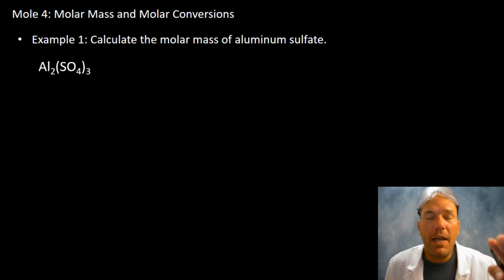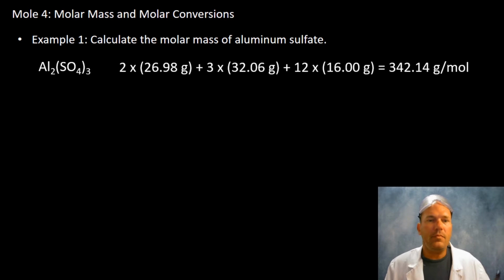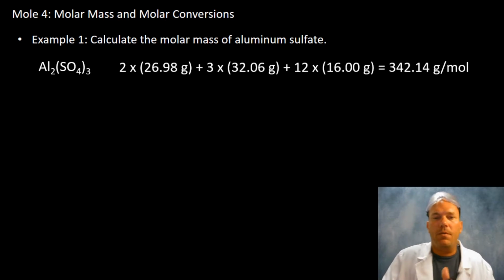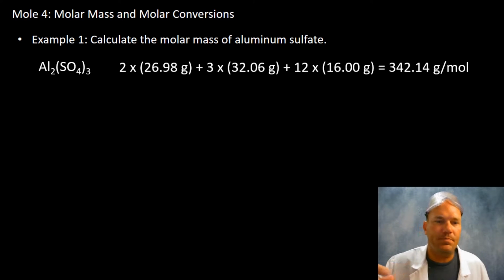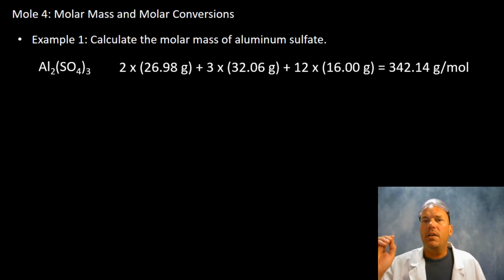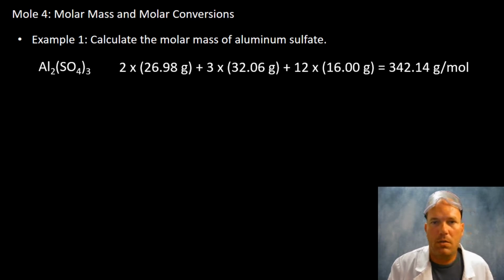Okay, well, you're going to have to look at the fact that it's composed of 2 aluminum, a total of 3 sulfur, and 12 oxygen. So take a look at this one. I want you to try the next one. So the molar mass of this compound is 342.14 grams per 1 mole.